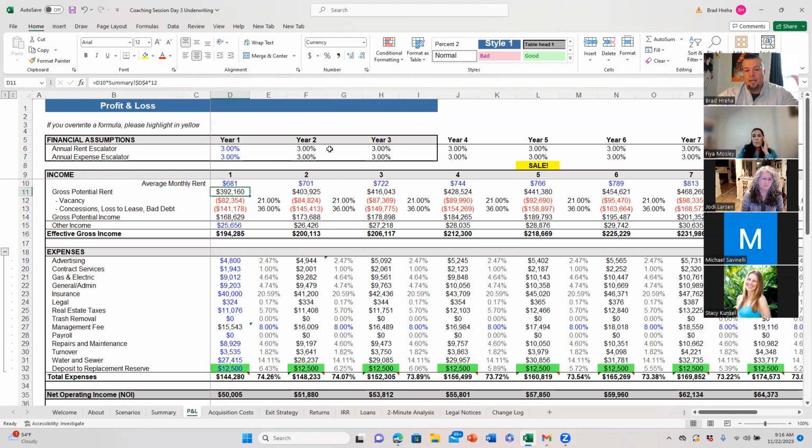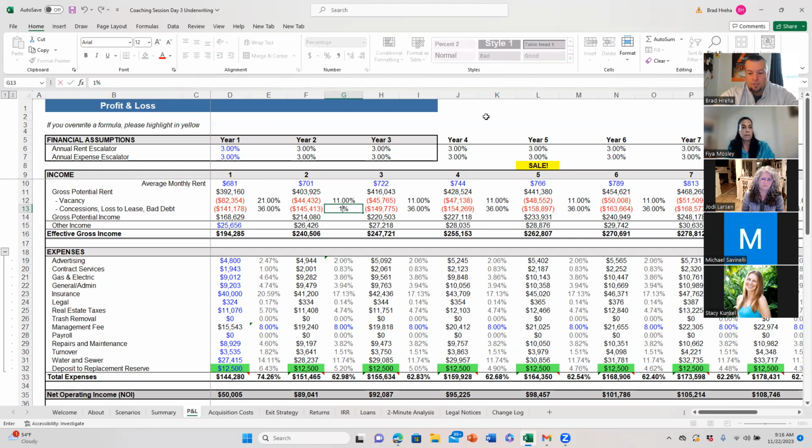I'm going to assume that in year 1, there's only 48 units. I'm going to knock this down about 50%. So let's just call it 11% on the vacancy. And concessions, let's call it 18%.